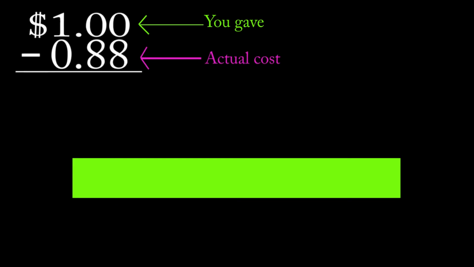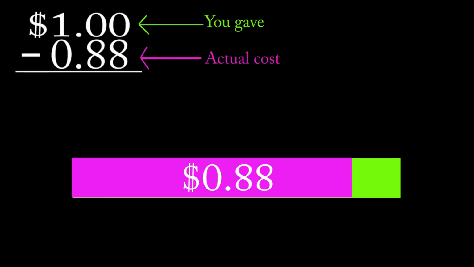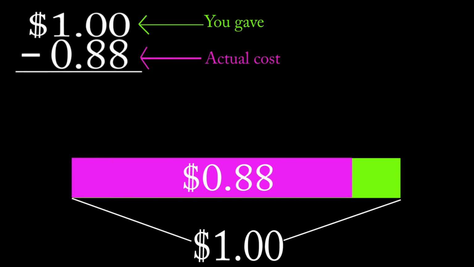Oh, you're right. Well, let's look at another way to find the change you would receive for buying this piece of candy. You gave $1, but the actual cost of this piece of candy was 88 cents. This green bar represents the entire dollar, and this purple bar represents how much this candy actually cost. So the purple represents 88 cents, and the green represents $1. We will add up from 88 cents to $1 to find the difference between these two amounts.